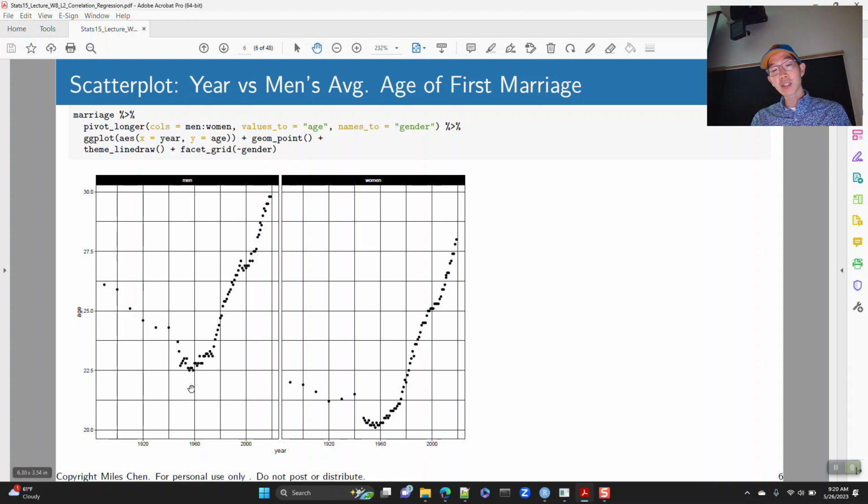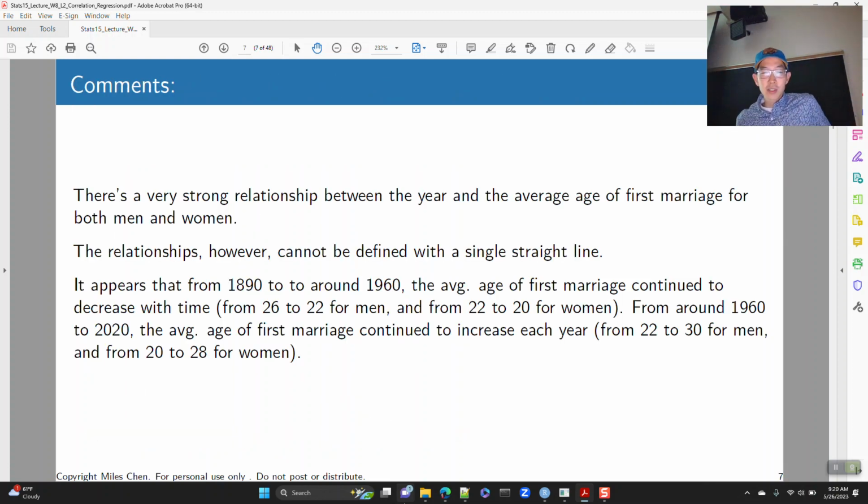Maybe we could divide the data in half, and we could say pre-1960, here's a straight line, and then after 1960, here's another straight line, okay? And I think that could work. But as far as the overall data set in its entirety, we cannot use a single straight line. We'd have to split it at, say, 1960, and then we can use a straight line to project this, right? That's what we have there, okay?